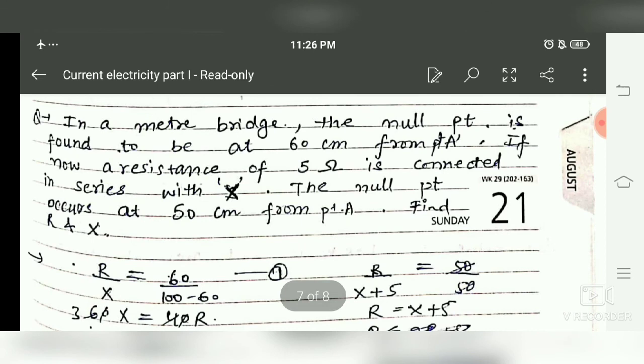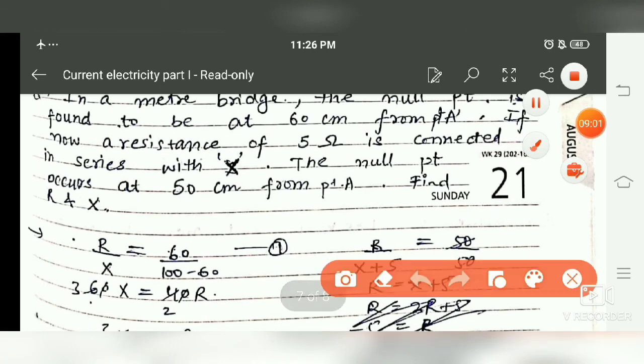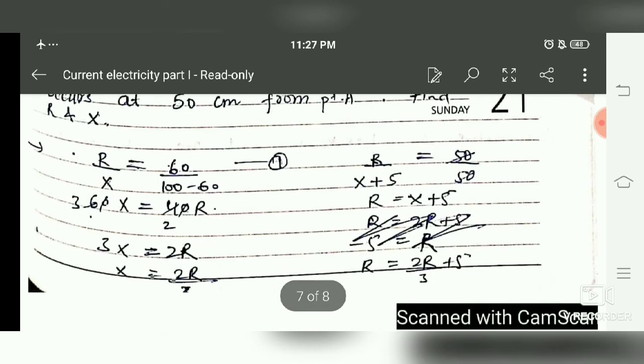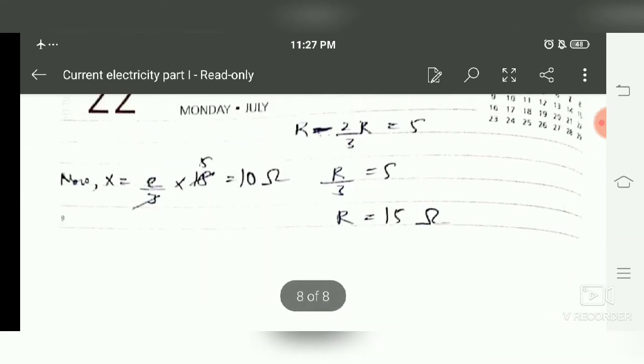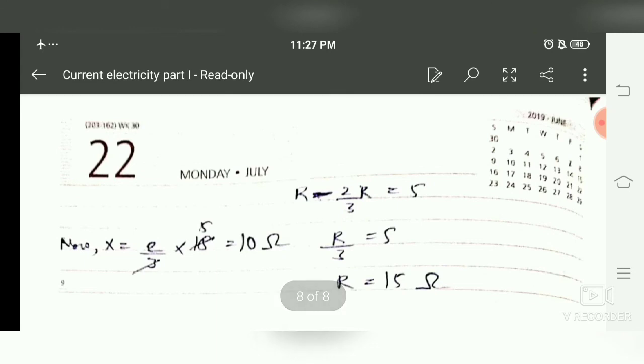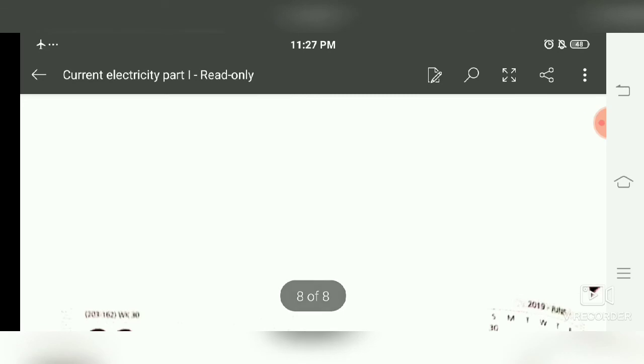Like in this example, in a meter bridge, the null point occurs at 60 centimeter, and it's given that R equals 5 ohm. We just have to substitute the values. R by X equals 60 upon 100 minus 60, which is 40, and by solving this we first get the value of X, that is 10 ohm. So this is the application of the Wheatstone bridge, which is the meter bridge.